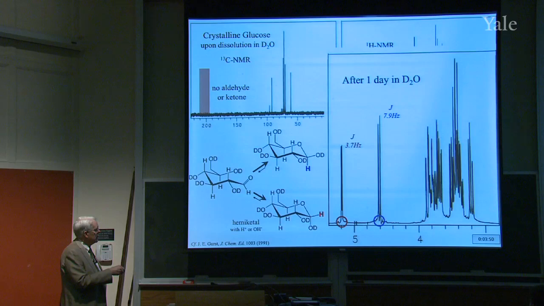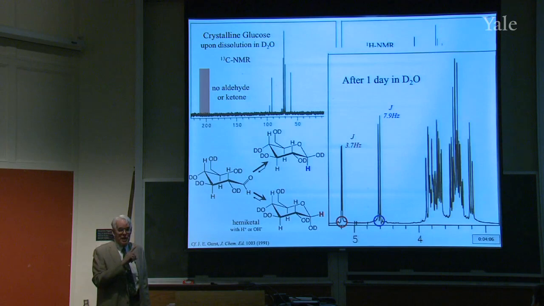Sometimes that D is replaced with an H, and then that produces a splitting. So there has to be another H on the adjacent carbon that's splitting that one, right? So this H here. And in this case, this H here would be doing it. Okay? But one of them is a big splitting and the other is a small splitting. Sebastian, you got an idea?